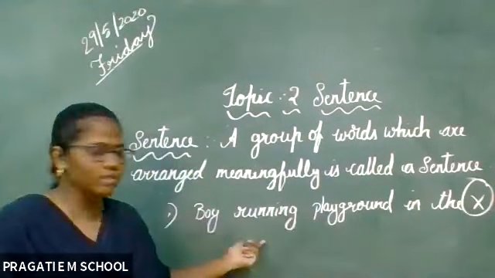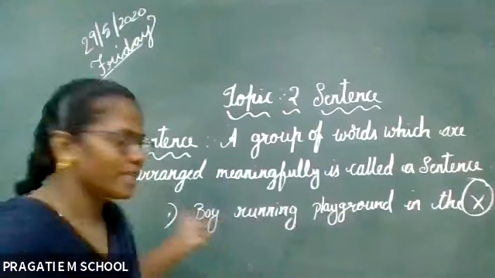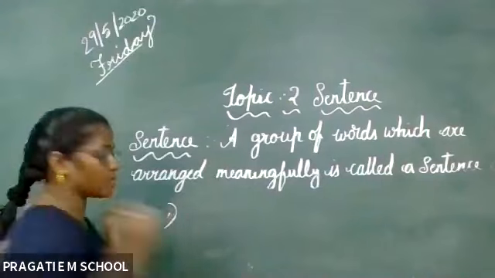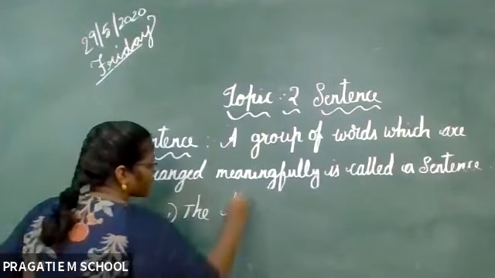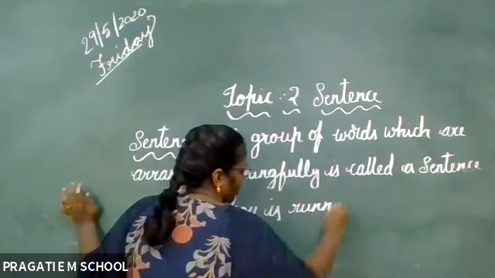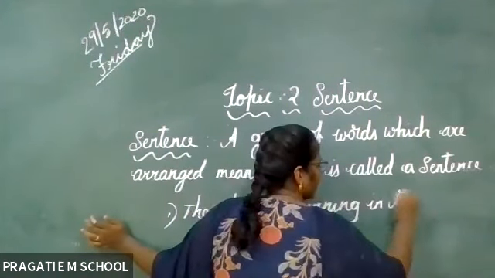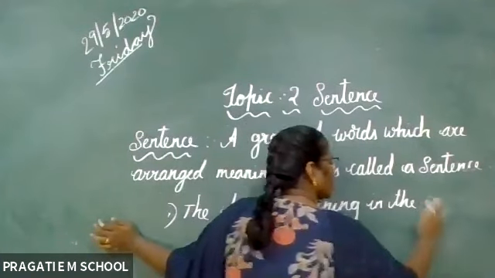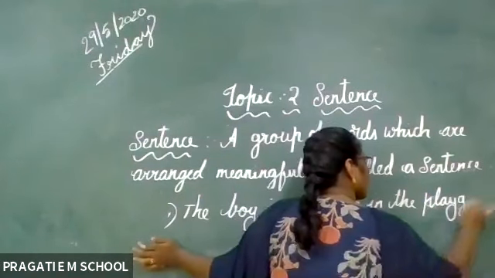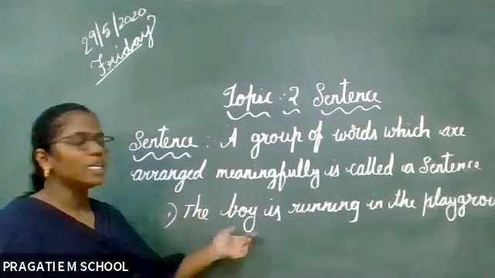Is this the correct sentence? Boy running playground in the. Is this a correct sentence? No. Then what is the correct sentence? The boy is running in the playground.